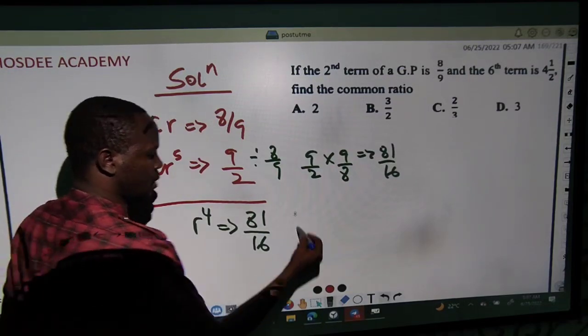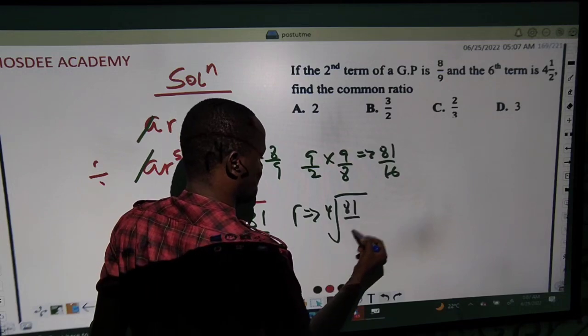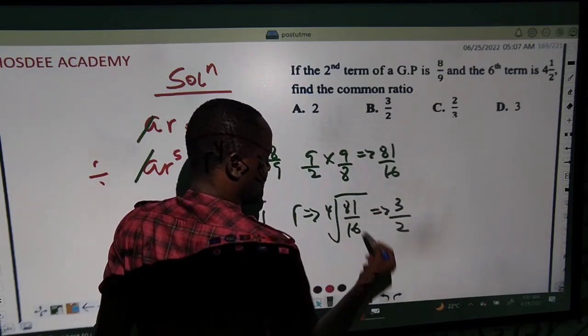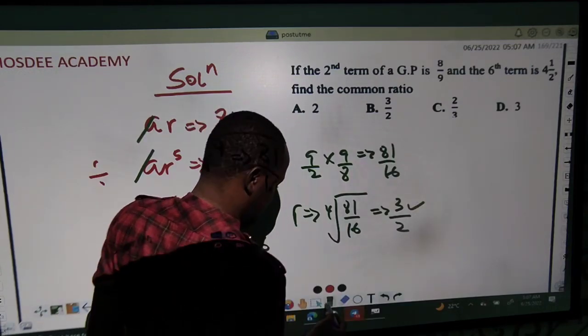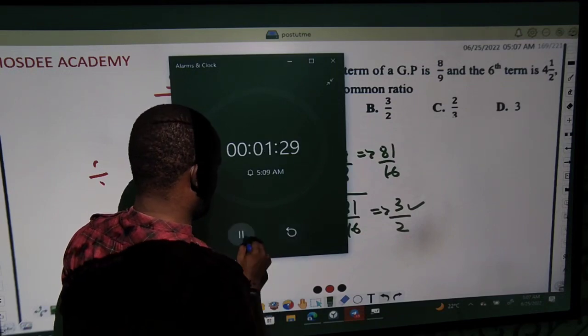Time is not on my side. Then R will be the 4th root of 81 over 16. That is 3 over 2. 3 raised to power 4 is 81. 2 raised to power 4 is 16. And that is that. About that, time is always not on my side.